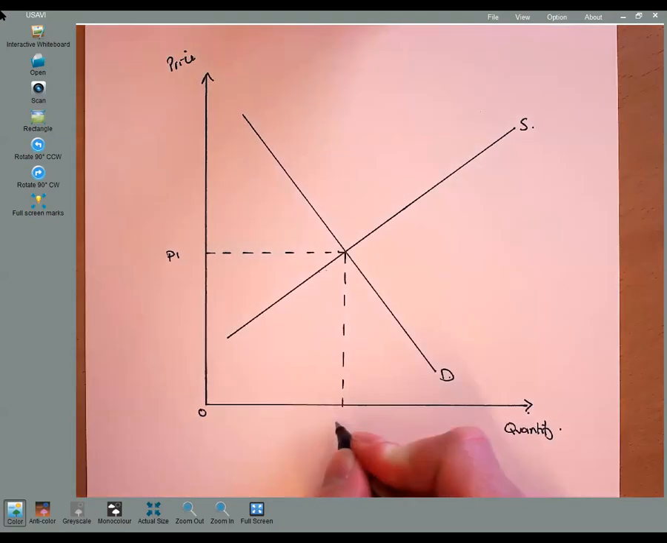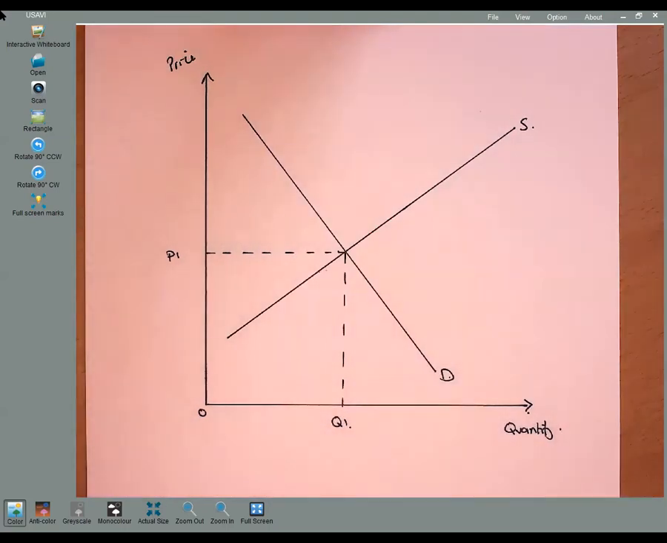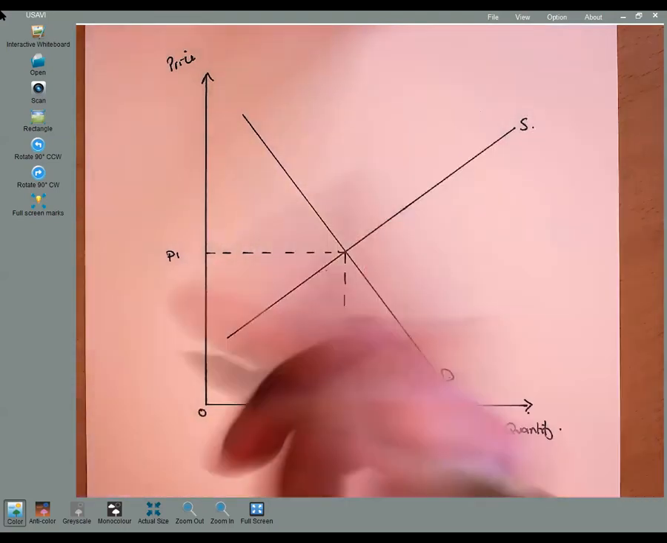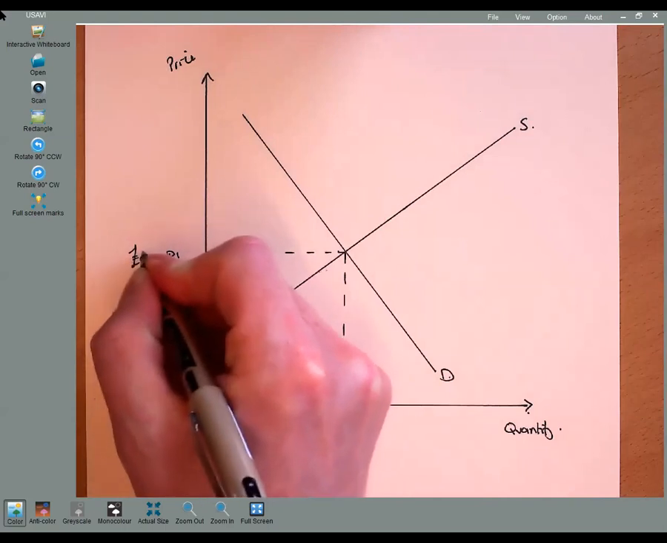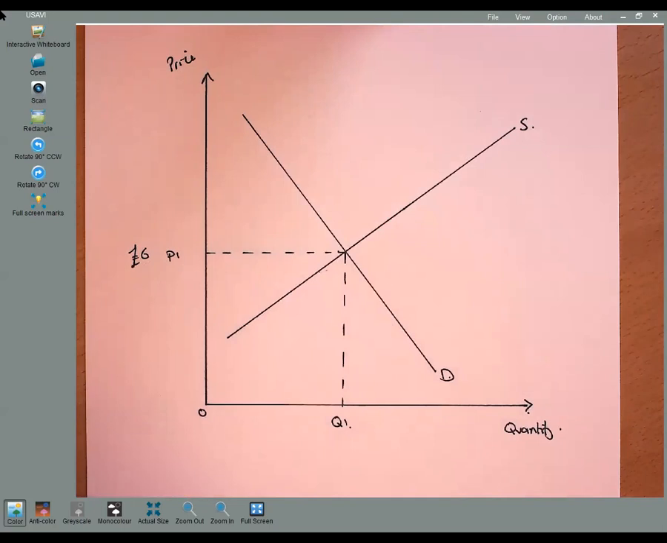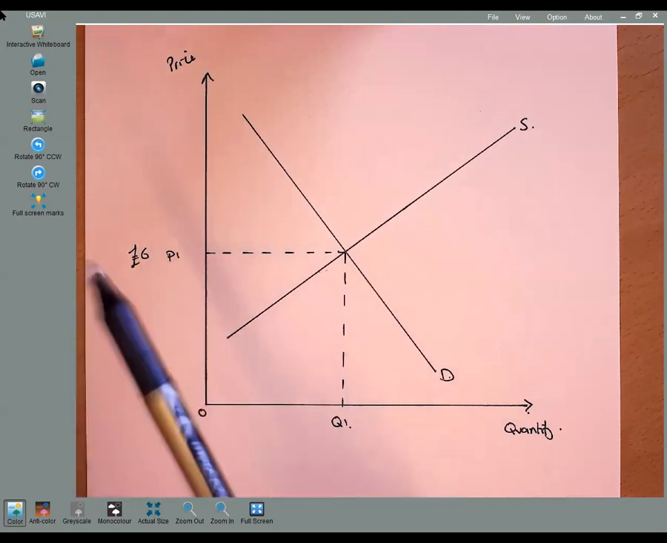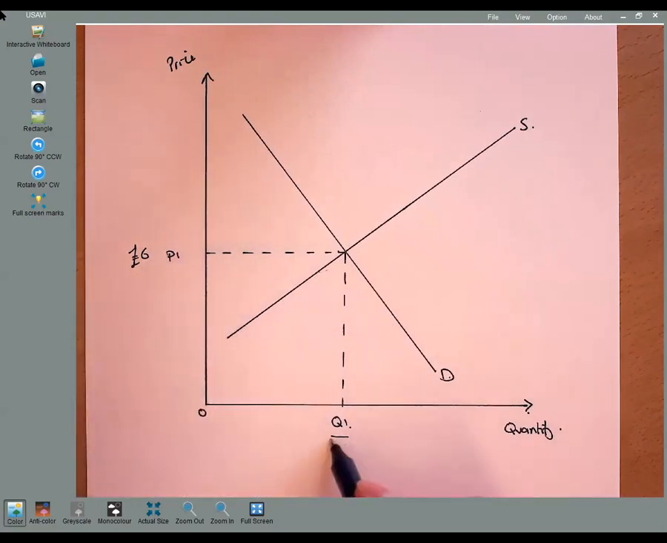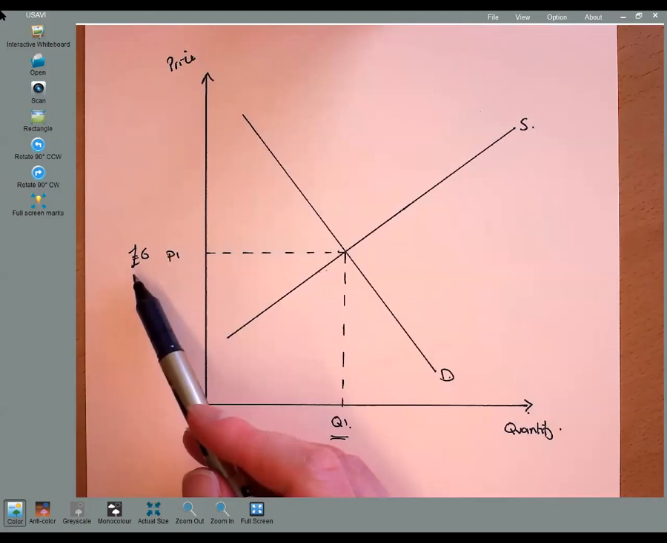So we've got P1 and Q1 here, okay? So again, we'll use the example, we'll say, for example, this is £6. So the good is priced at £6. The issue now with this is that the government believe that, first of all, this good is under-consumed at Q1. It's underproduced and under-consumed. And the reason for that is that the good maybe is too expensive.